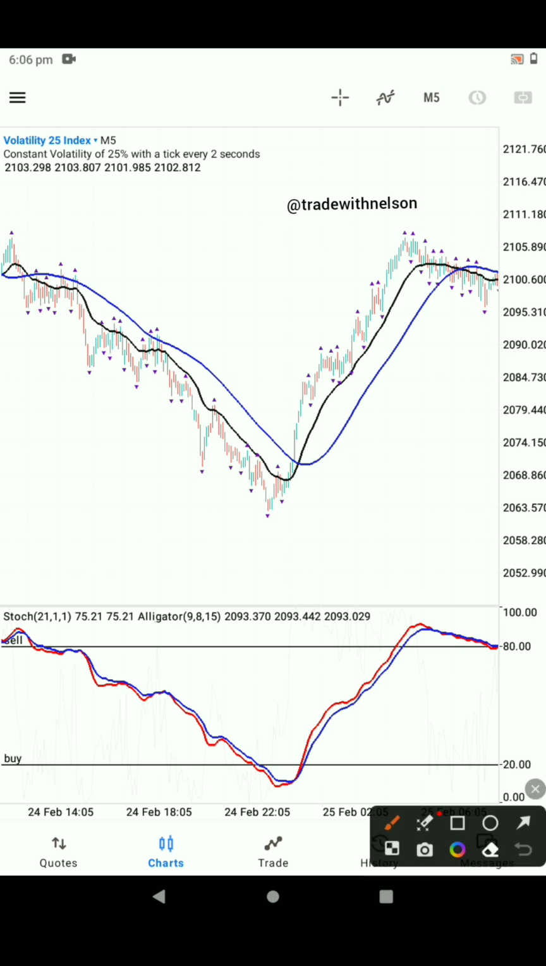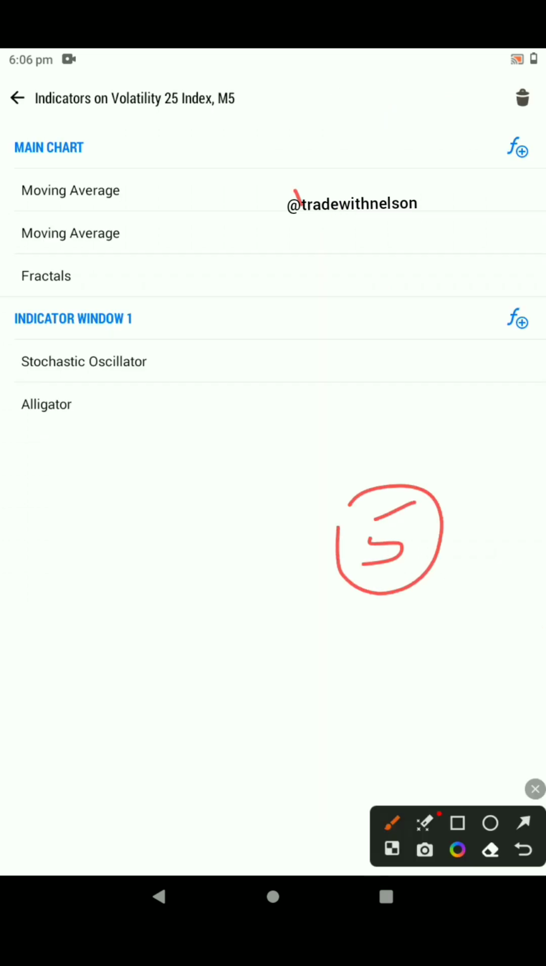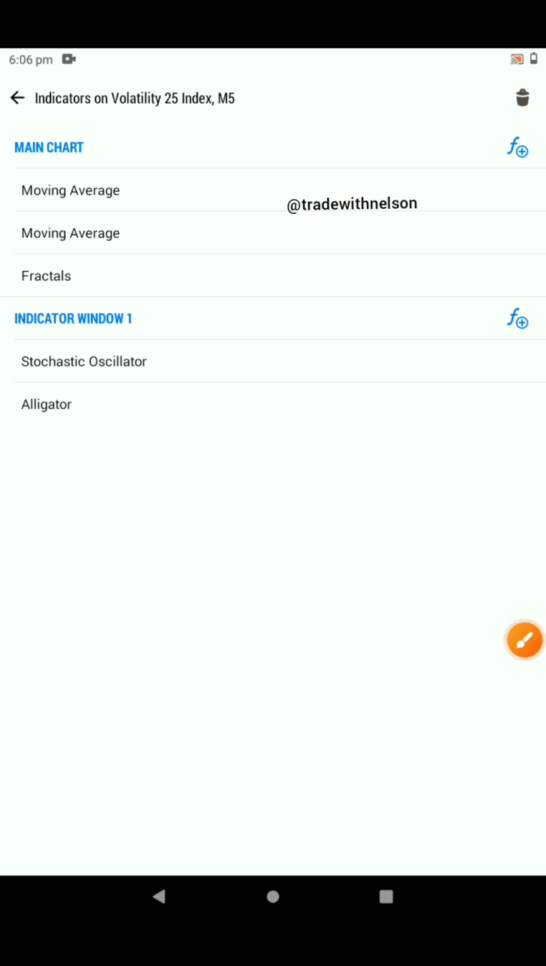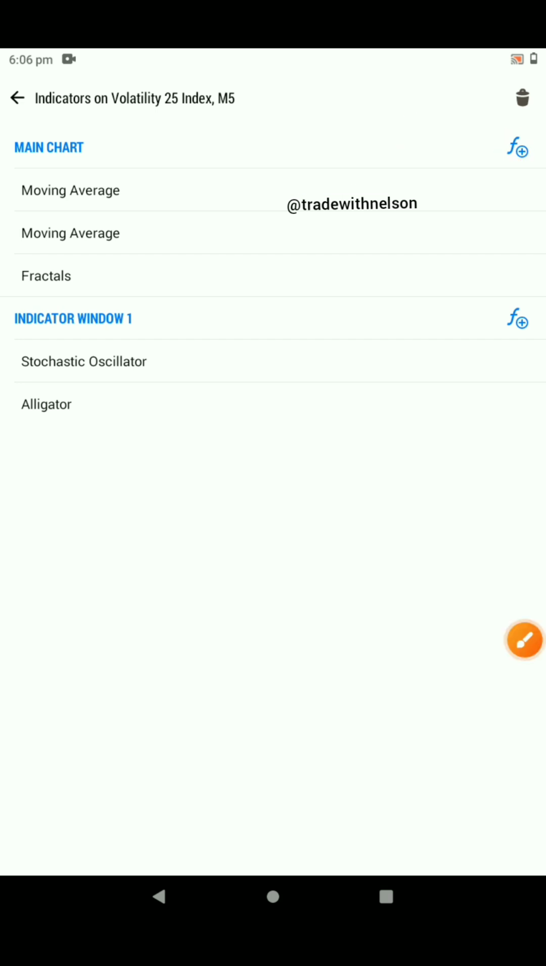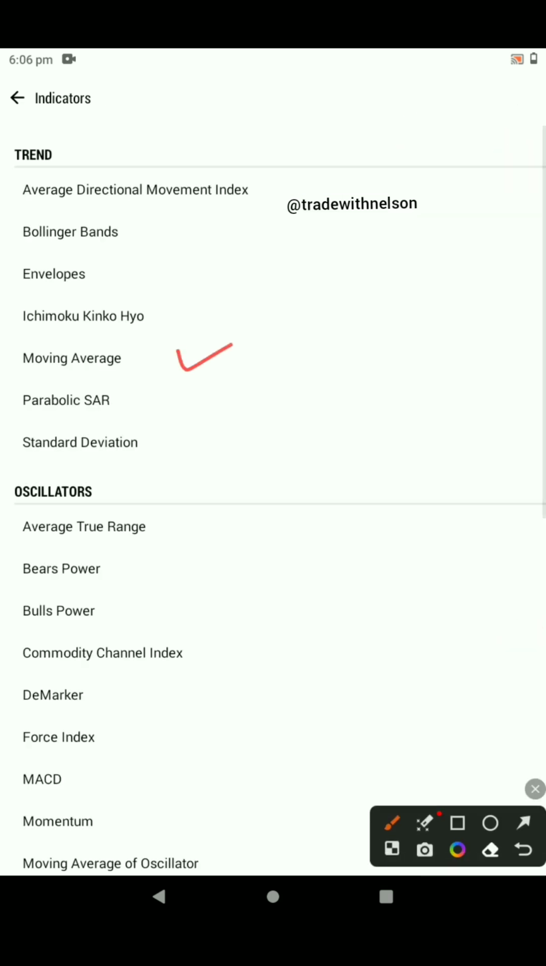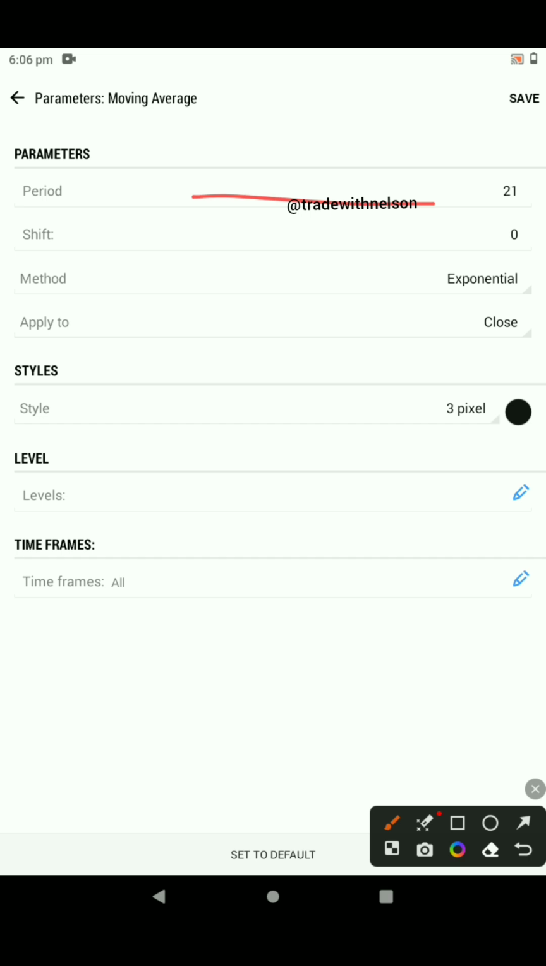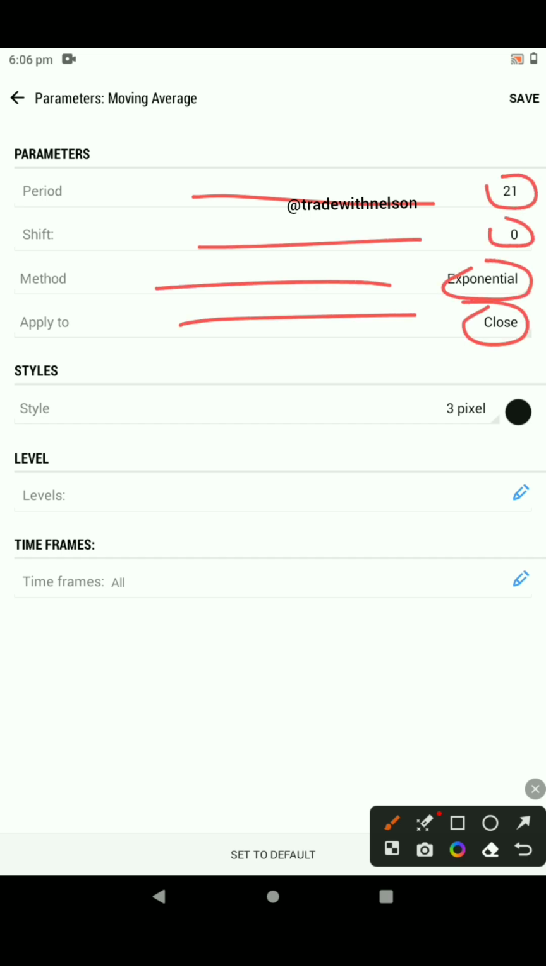So first thing you need to do is to click on this indicator icon over here. I have 5 indicators. We have the moving averages, fractal, stochastic oscillator, and alligator indicator. So for the first moving average, click on the F icon on the main chart. This is moving average. Make your period 21, shift 0, method exponential, apply to close, style 3 pixel, and select color of your choice. After that, click on save.